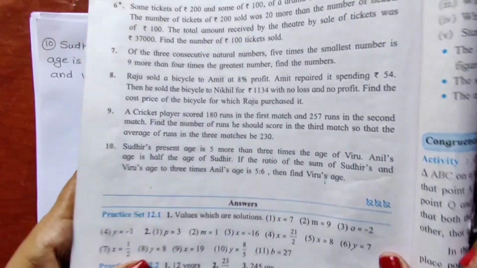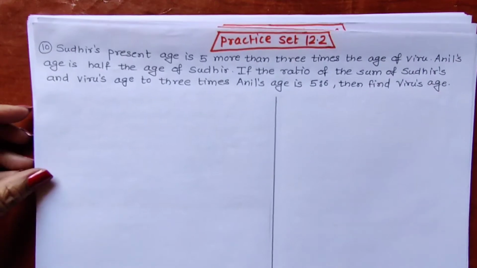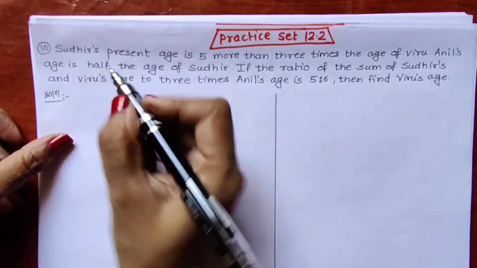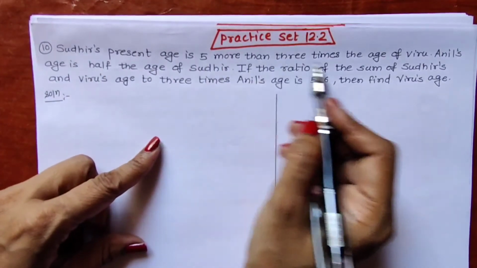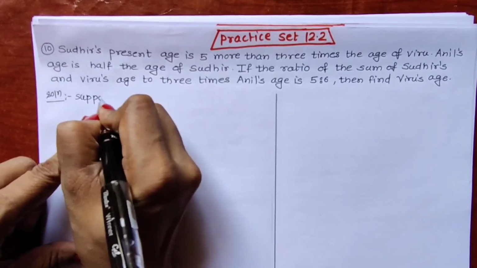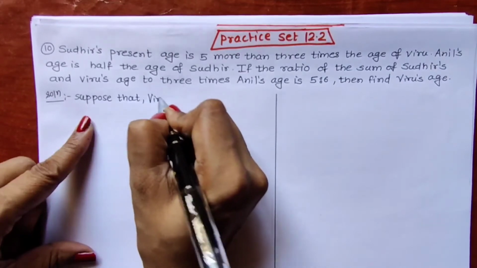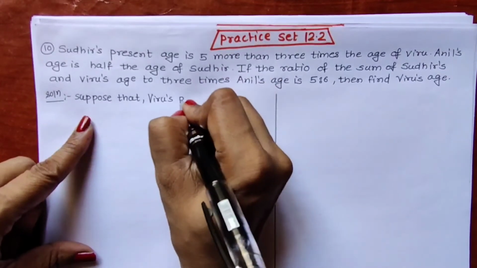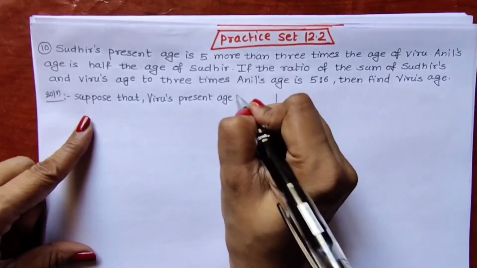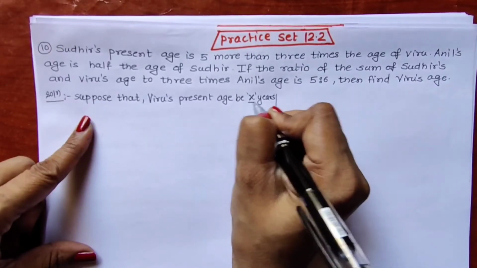And then we will solve the sums. Let us see the sum one by one. We will see all the statements and we will keep on solving the sum. So I have written the question here, and we start our solution. Sudhir's present age is 5 more than 3 times the age of Viru. So therefore Viru's age we have to suppose. Suppose that Viru's present age be x years. Okay, Viru's present age we have taken x years.